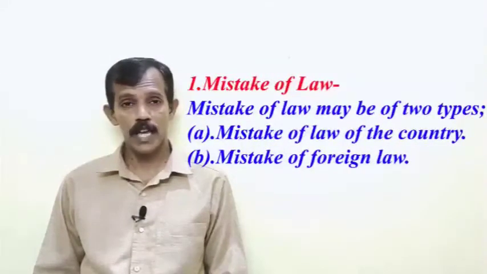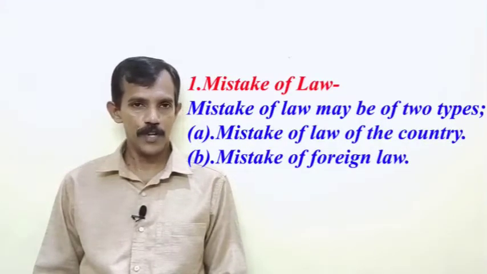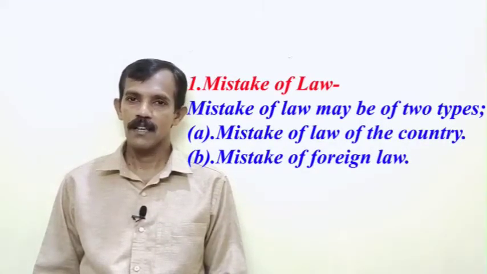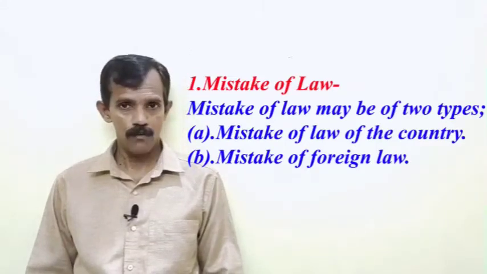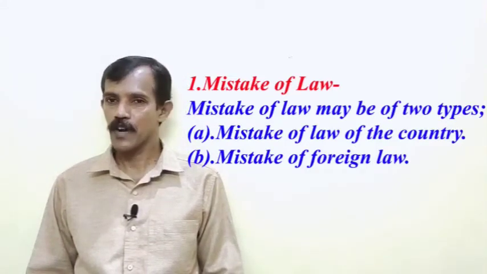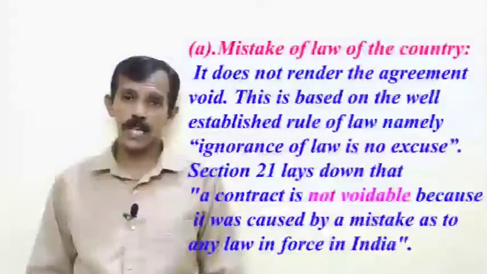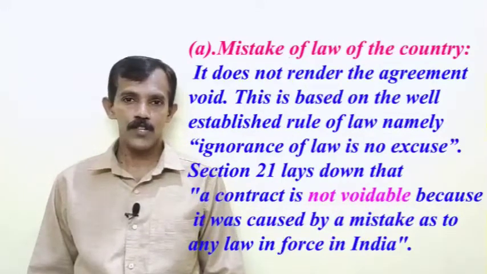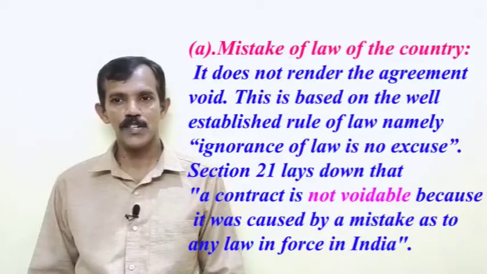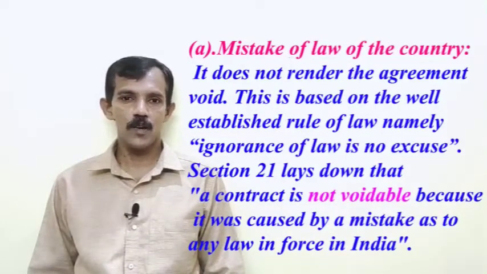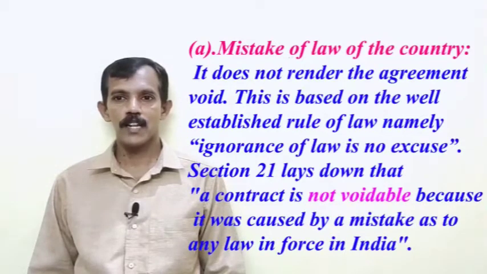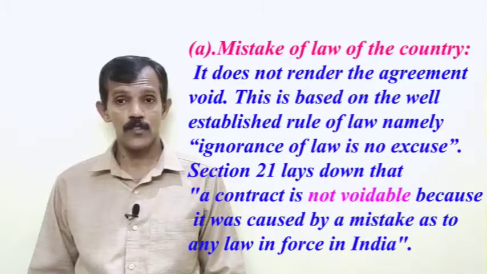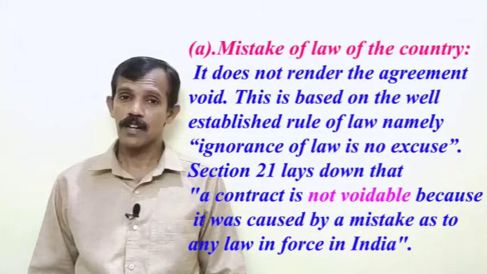Firstly, we discuss mistake of law. Mistake of law may be of two types: mistake of law of the country, and second, mistake of foreign law. Firstly, mistake of law of the country. It doesn't render the agreement void. It is based on the well-established rule of law, which all of you know: ignorance of law is no excuse. Section 21 lays down that a contract is not voidable because it was caused by a mistake as to any law in force in India.